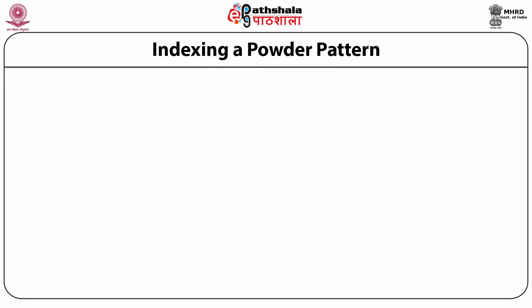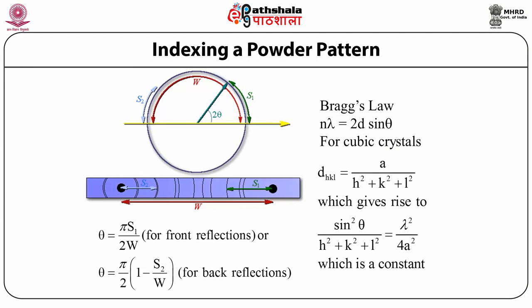Now, an important step in data analysis is the indexing. Indexing is the process of determining the unit cell dimensions from the peak positions. To index a powder diffraction pattern, it is necessary to assign the Miller indices, that is HKL, to each peak. A diffraction pattern cannot be analyzed until it has been indexed. It is always the first step in analysis.